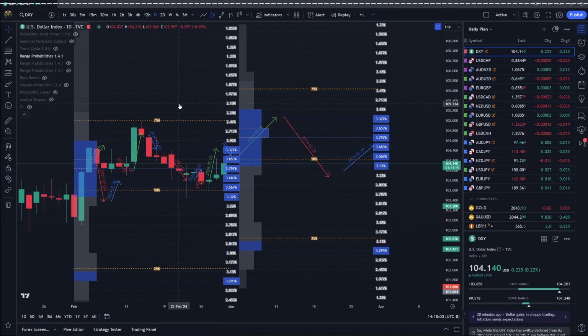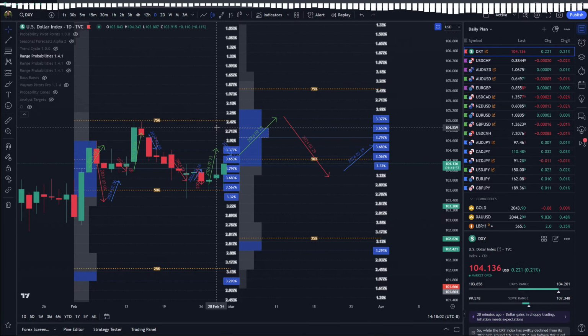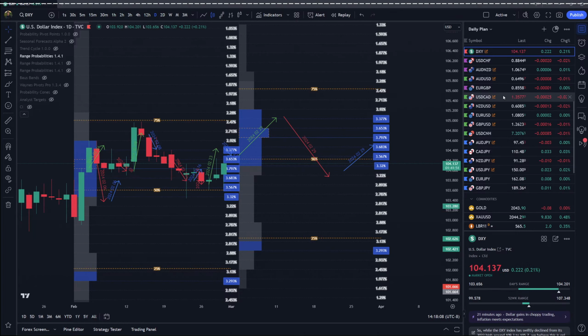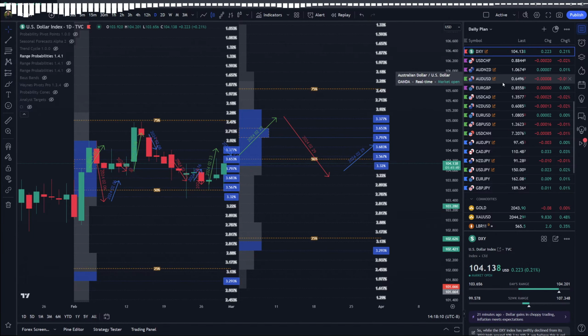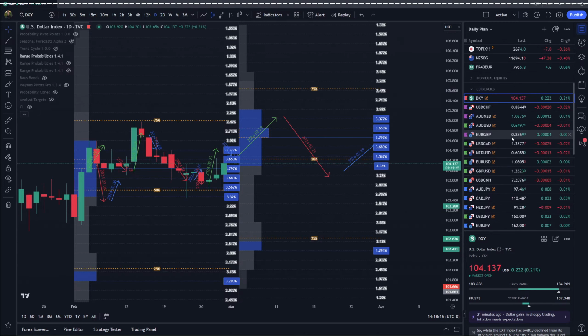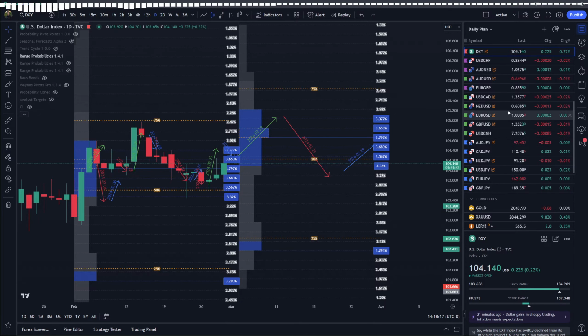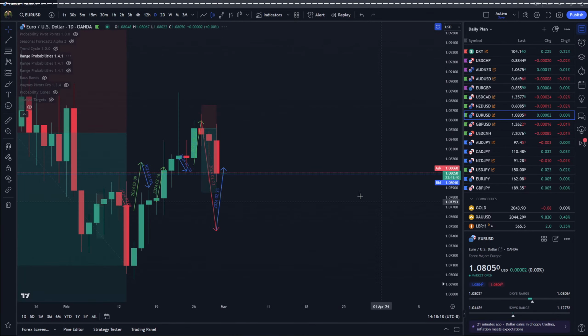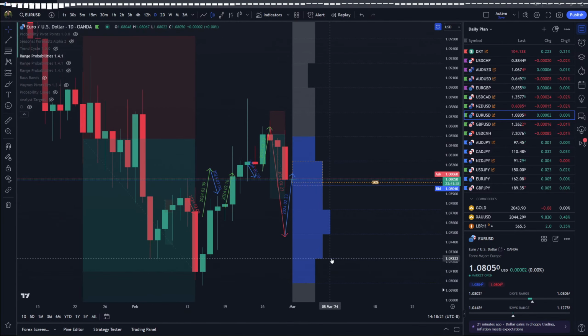All right. Now the asset most similar to the DXY. And like I said, we're going to be covering USD pairs and equities, commodities, and then some crypto. I just want to pull up euro dollar here real quick.